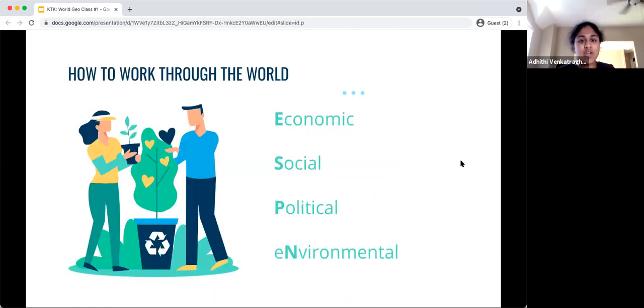So let's continue. So this is how I would suggest you work through world geography, and this is how we're going to work through world geography as well. So I like to use the acronym ESPN, which is what you should use whenever you're analyzing any event, which is E for economic, S for social, P for political, and the N at the end is for environmental. So make sure to keep that in mind when you're going through any sort of event at all, and when you're writing anything in geography, look through these and make sure you're covering all of them when you're working through an assignment.